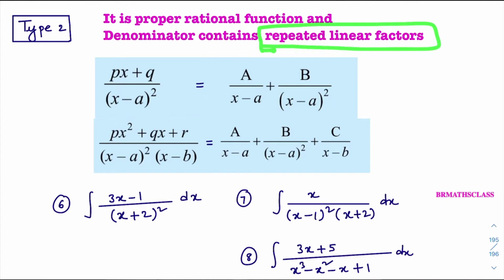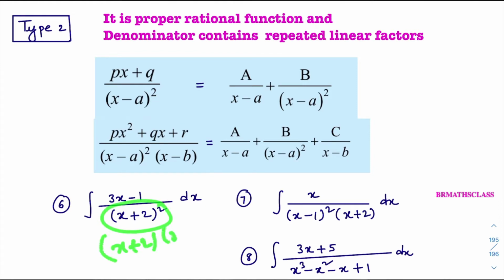Denominator contains repeated linear factors. You observe here x plus 2 whole square is there. X plus 2 whole square means x plus 2 into x plus 2. That means the denominator contains repeated linear factors.